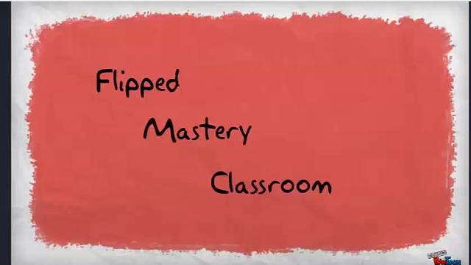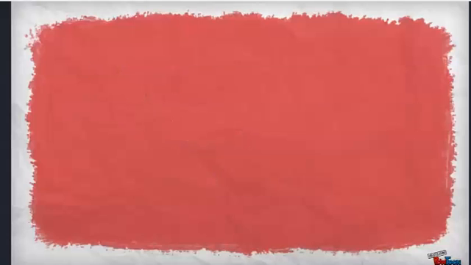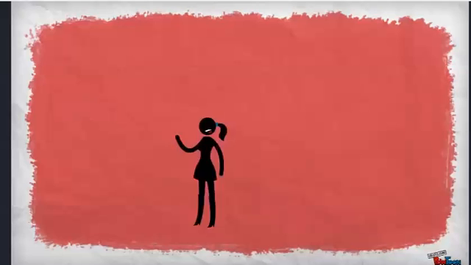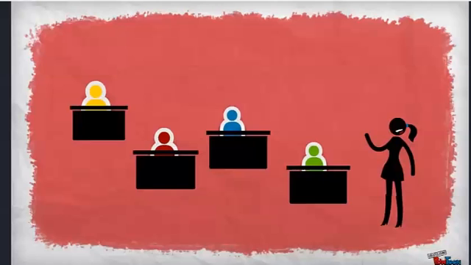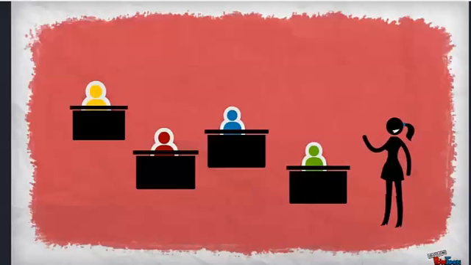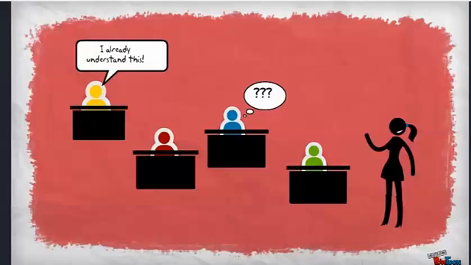Before I explain the Flipped Mastery class, let's first look at what a traditional classroom looks like. In a traditional class, the teacher stands in front and teaches while the students sit and listen. All students progress at the same rate and learn the same concepts at the same time. There are problems with this type of classroom. A major problem is that not all students learn at the same speed. So, some get left behind, while others are bored because the teacher is moving too slowly.